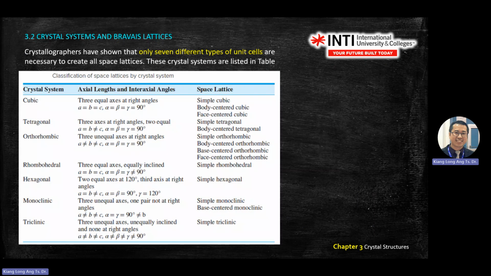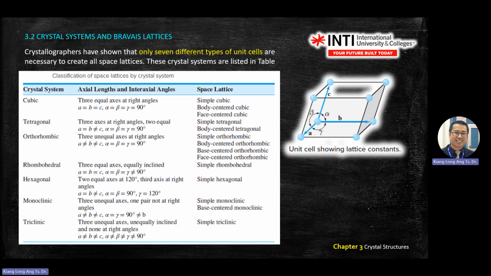The types of unit cell or crystalline structure, there are a lot. You have cubic, tetragonal, orthorhombic, rhombic, and so on. We will focus on cubic and hexagonal. The rest is too complex for engineering material, unless you take material science. Now, what are the differences? It is because of the parameters in the lattice system. There is a difference between A, B, and C, and a difference in alpha, beta, gamma.